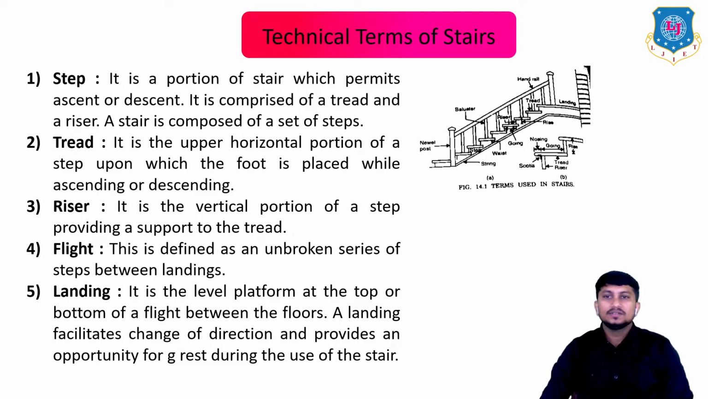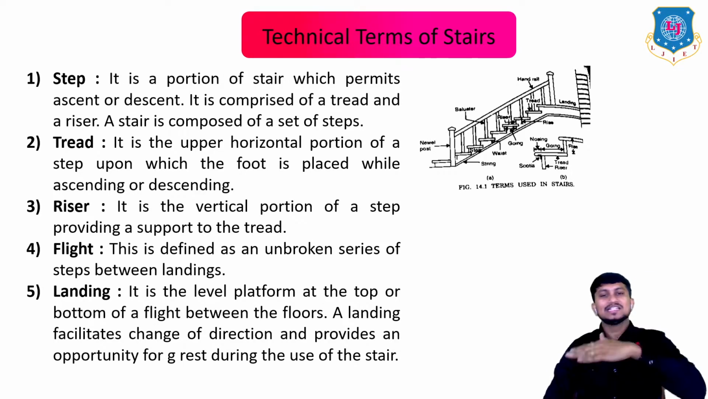Next is tread. You can clearly see tread in this figure. It is the upper horizontal portion of the step upon which the foot is placed while ascending or descending. Third is riser. You can clearly see the riser here. It is the vertical portion of the step providing support to the tread. So this is called the tread, and this is called the riser.